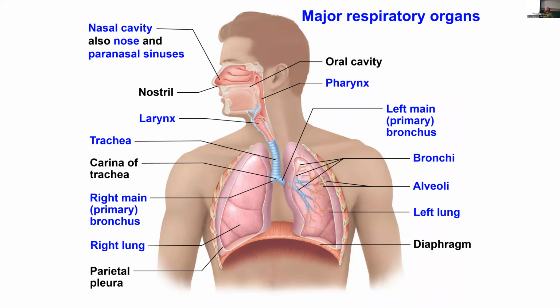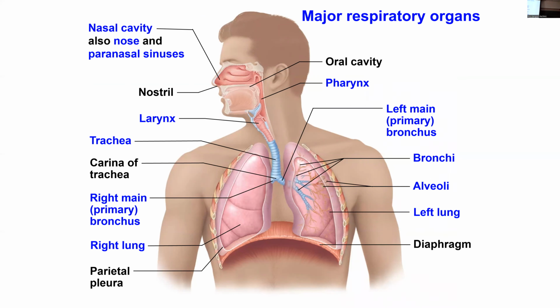So this is what the overall respiratory system looks like. All of these terms in blue, you should know and be able to identify, maybe not right now, but by the end of class today or Monday. This diagram is from your book, so you all have this.